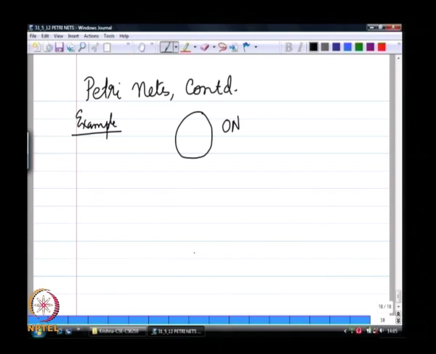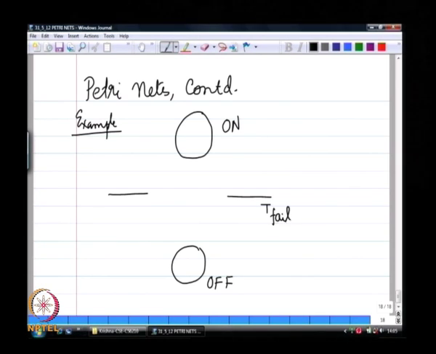So we will have a two place Petri net, one is labeled on and the other is labeled off, and then we have two transitions, so transition 1 and transition 2. Transition 1 we will call T failure, and then the other is transition 2 which is T repair, okay. So this T failure, T repair could be exponential, could be instantaneous, we are not right now talking about that.